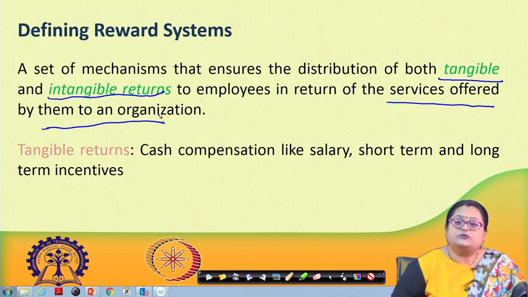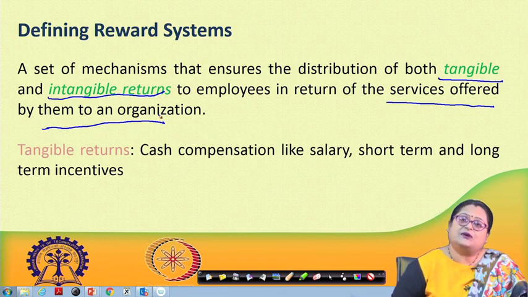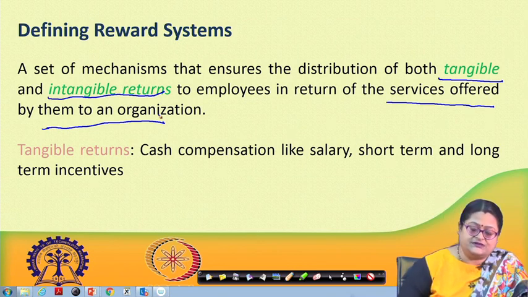Now, what are tangible returns? Tangible returns are like the cash compensation that we were talking of. It is the salary, short term and long term incentives given by the organization to the employees in return for their services.